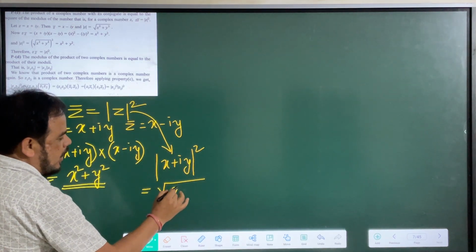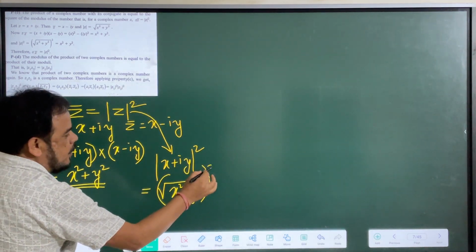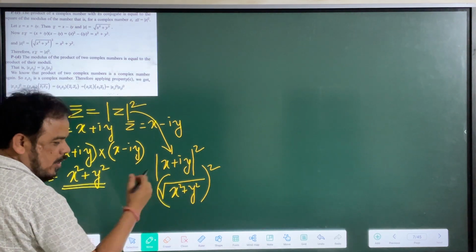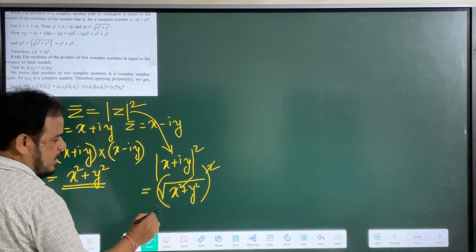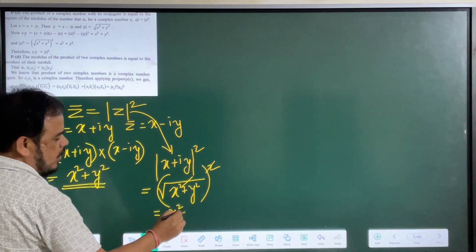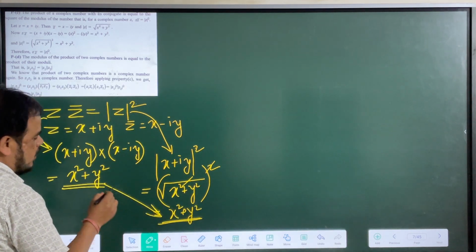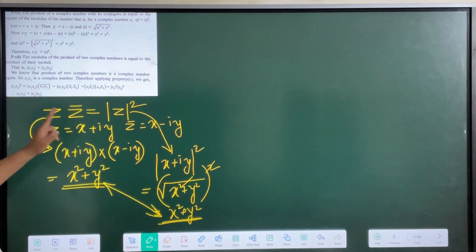What do we get? x square plus y square. This square is there already. Mode of x plus iy is the square root of x square plus y square. We have done this just now. This square I have put as it is. Square and root cancel, that we know. So x square plus y square. Here we have got x square plus y square, here also x square plus y square. So this is equal. This is property number 3.